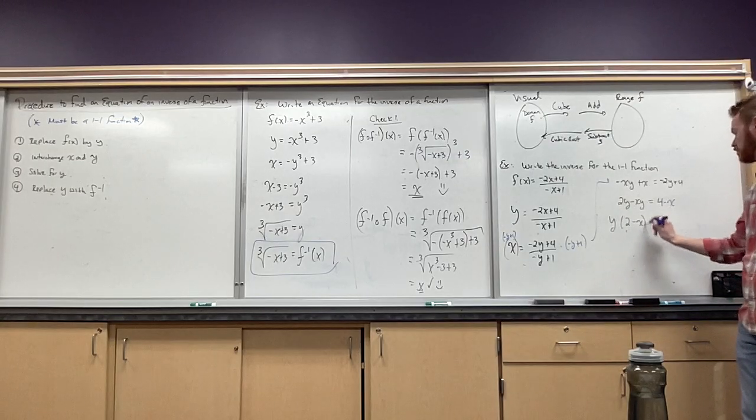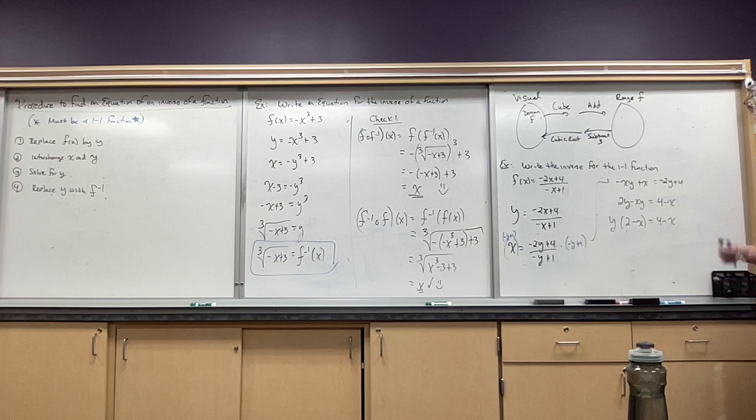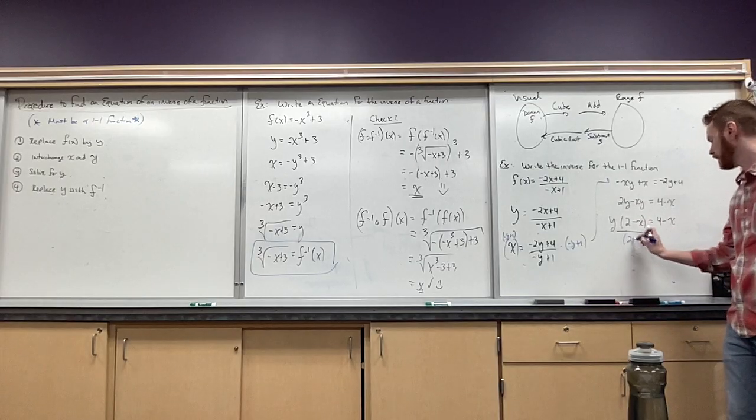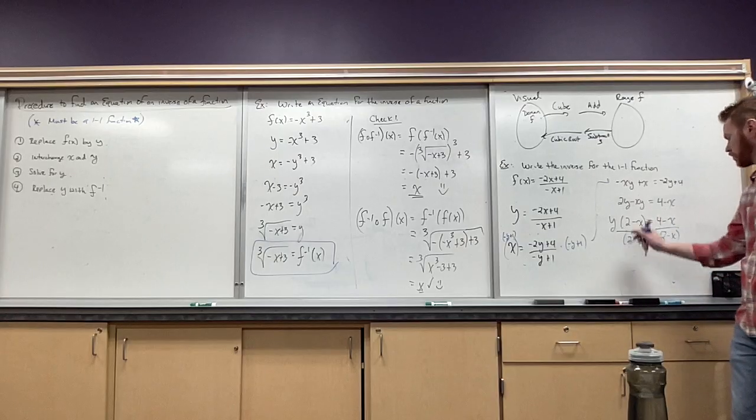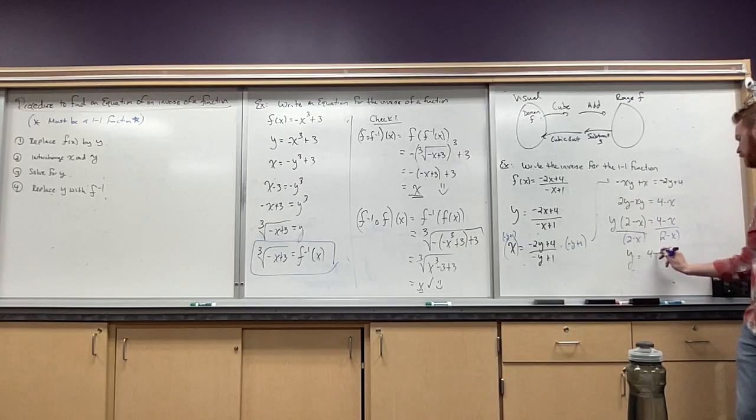Now, the y can be by itself. It's a little bit easier to work with. So my last step is to divide by this guy. Okay, so I'll show that over here. So I'm going to divide by 2 minus x. So those are gone. So I just get y equals 4 minus x over 2 minus x.